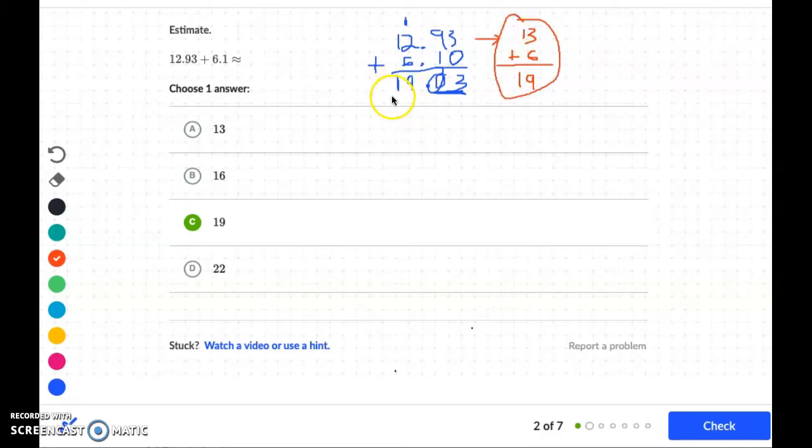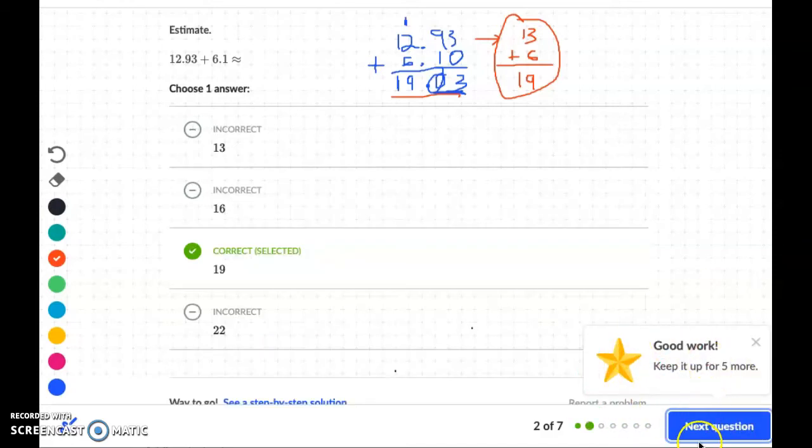And if you don't like this method right here, you can definitely add these two numbers by rounding and get the answer of 19. So the last step is to check our answer by clicking check. And yay, our answer is correct.